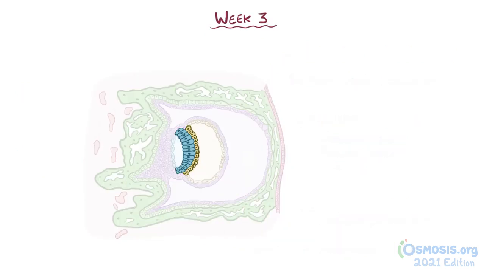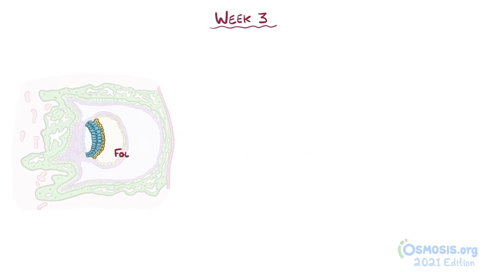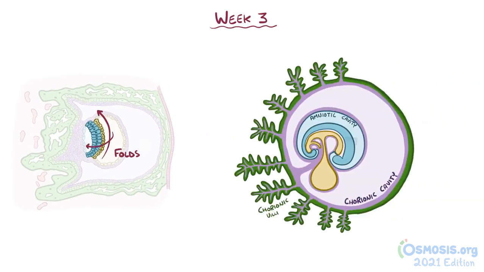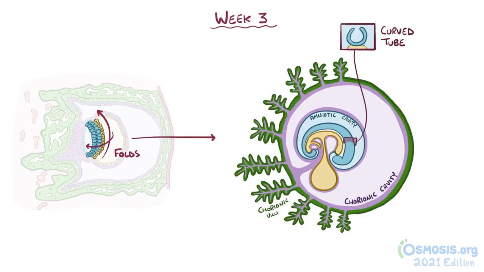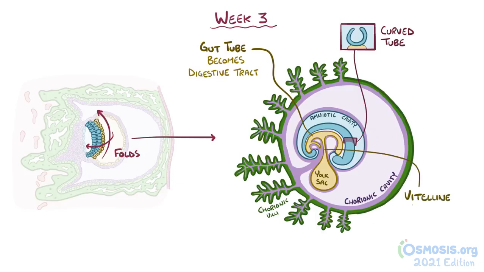During week 3, the embryo changes its shape. It folds along its two axes and goes from looking like a flat disc to a curved tube. So at this stage, the embryo looks a bit like a shrimp. The folding also pinches the yolk sac so that it looks like a balloon that's squeezed through a ring. The part of the yolk sac that goes within the embryo is called the gut tube, and it becomes the digestive tract. The narrow portion is the vitelline duct, and the remainder keeps the name the yolk sac.